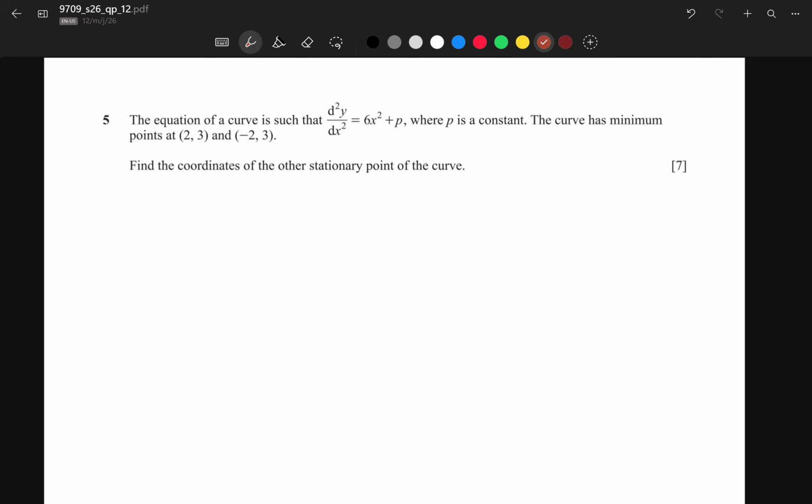The equation of a curve is such that the second derivative is equal to 6x squared plus p, where p is a constant. The curve has a minimum point at (2, 3) and (-2, 3). Find the coordinates of the other stationary points of the curve.